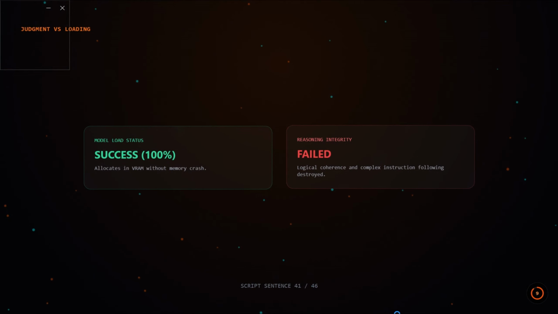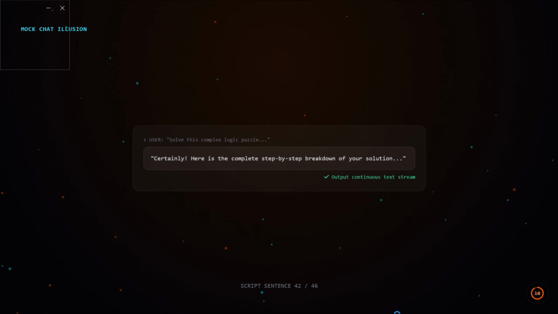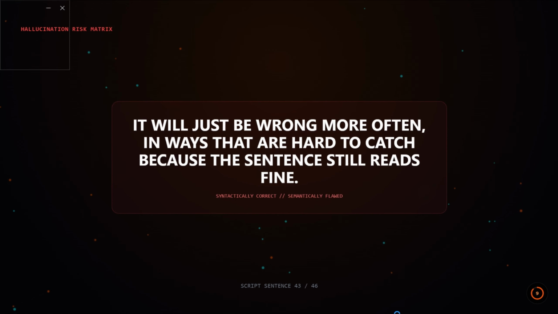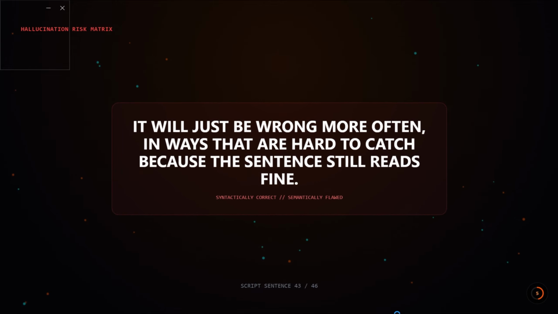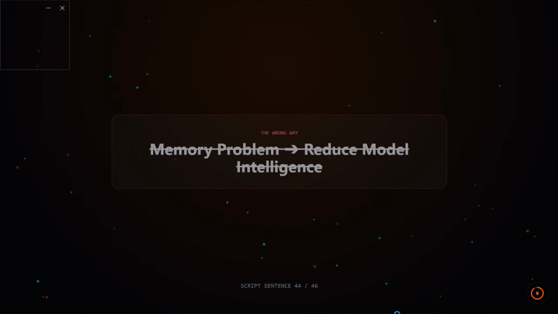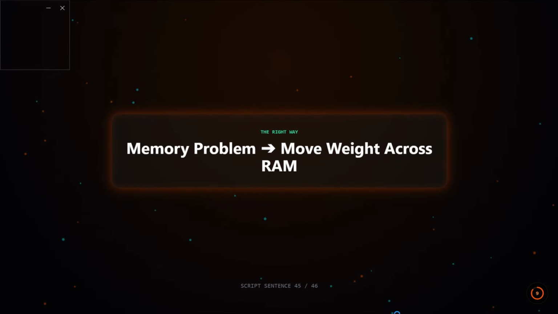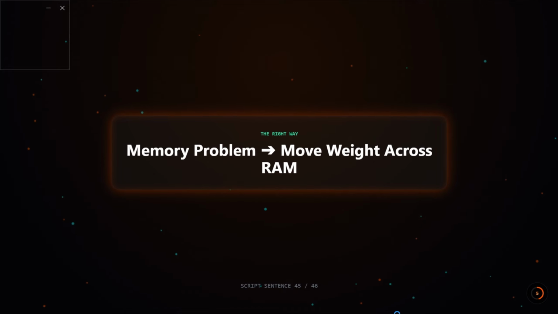It fails the model's judgment first, long before it fails to load. A model quantized to 2-bit will answer your question. It will just be wrong more often, in ways that are hard to catch because the sentence still reads fine. You do not want to solve a memory problem by making the model dumber. You want to solve it by moving weight somewhere else. That is the whole idea behind everything that follows.